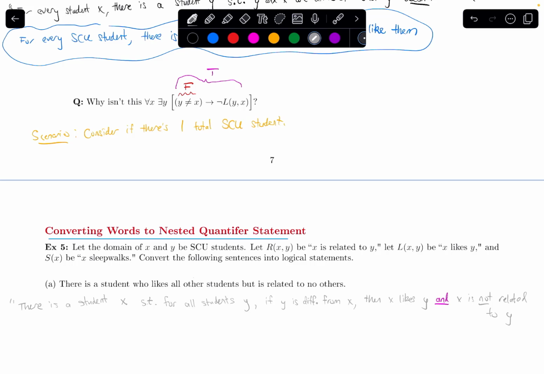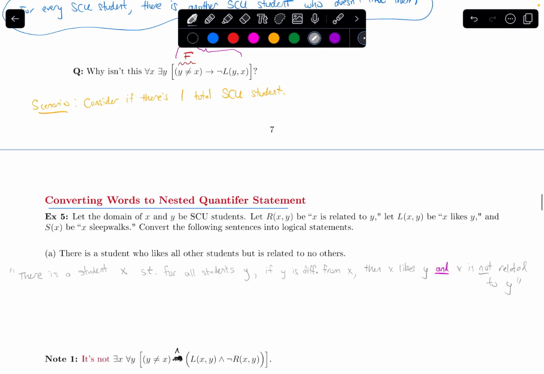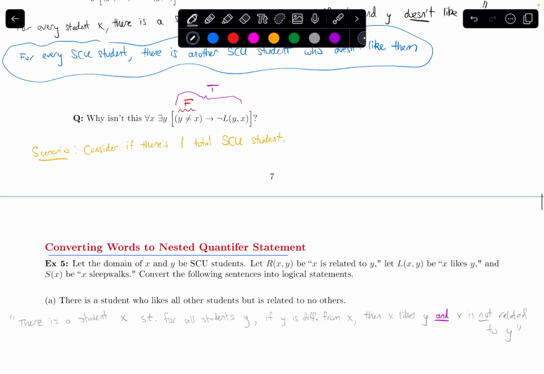Okay, so I think we're ready to express this in logic now. So in logic, there's a student x would be there exists x. For all students y would be for all y. And now I have a big if-then statement. So I'm going to put either a big parentheses or a big bracket, just because there's so much that I'll have to write there. So I'll put maybe a bracket.